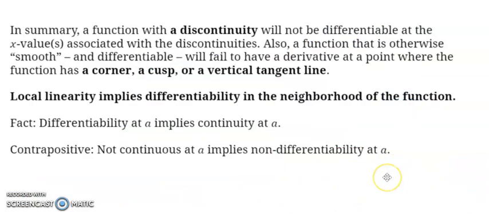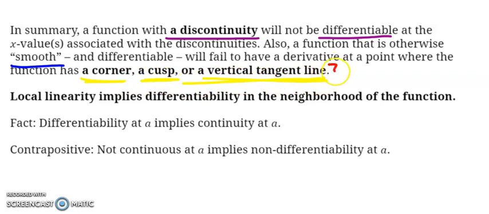All right, a function with a discontinuity. If the function itself has a discontinuity, you're going to have a differentiability problem, okay? If your function is otherwise smooth, we will have differentiability problems at corners, cusps, or vertical tangent lines, and that's because f prime is not continuous, okay? Local linearity: if you can show that your graph is locally linear, that implies you have differentiability.